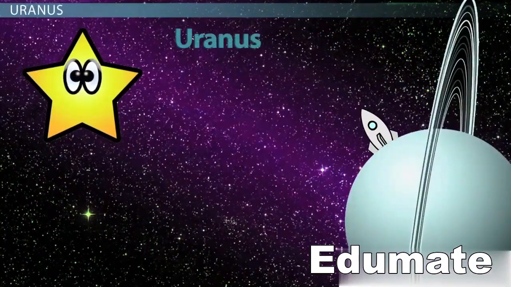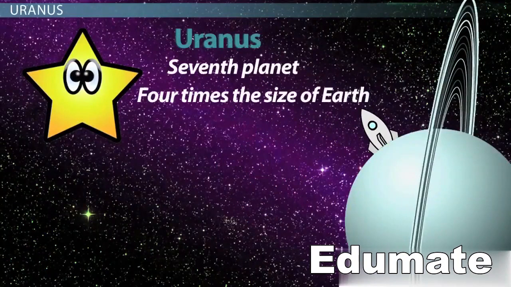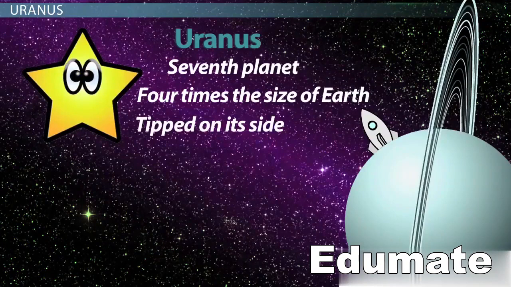Uranus looks different than the other planets, as you can see. It is tipped on its side. Scientists aren't sure why it is tilted, but they think it may have been hit by a large object, possibly a planet, a long time ago that caused it to tilt. Another theory is that the gravity of its large moons is pulling it over to its side.